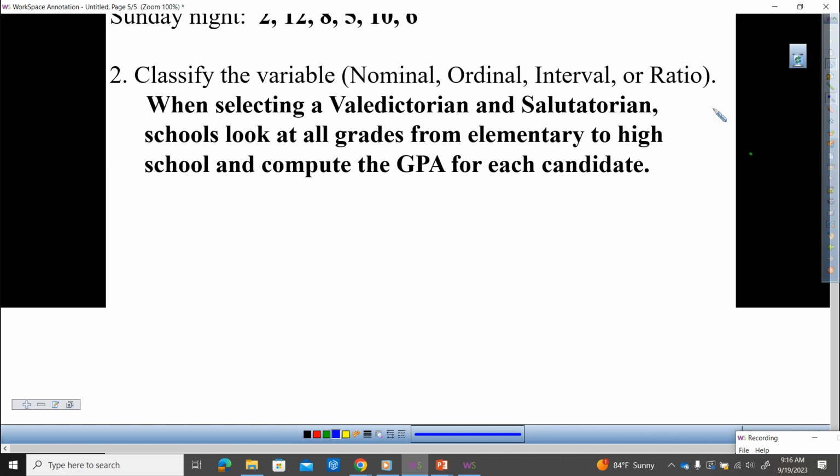Which one? Good conversation, and I think Ethan has got this one. So, is it nominal, ordinal, interval, or ratio? And why?